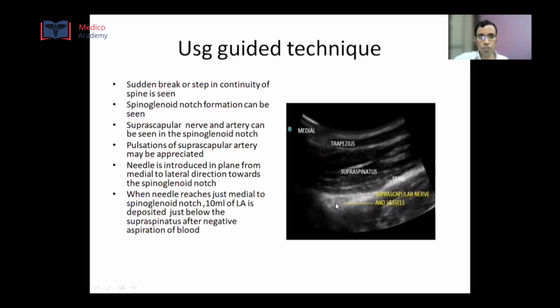The needle is introduced in plane from medial to lateral direction, directing it towards just medial to the spinoglenoid notch. When the needle reaches just medial to the spinoglenoid notch, around 10 ml of local anesthetic is deposited just below the supraspinatus muscle after negative aspiration of blood. It is not necessary for the needle to pierce the spinoglenoid notch. It is sufficient to place the tip of the needle just medial to the spinoglenoid notch.